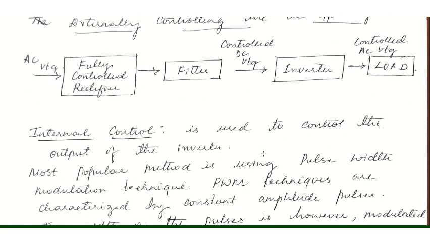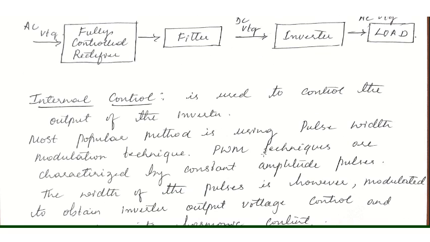Today's topic that we are discussing is the voltage control which is internal control. Internal control is very important, as I mentioned earlier, wherein the inverter circuit will be adjusted or modulated or changed to have this voltage control. The most popular method is using the pulse width modulation technique. Pulse width modulation techniques are characterized by constant amplitude pulses, wherein the width of the pulses will be varied or modulated in order to get the required output voltage.